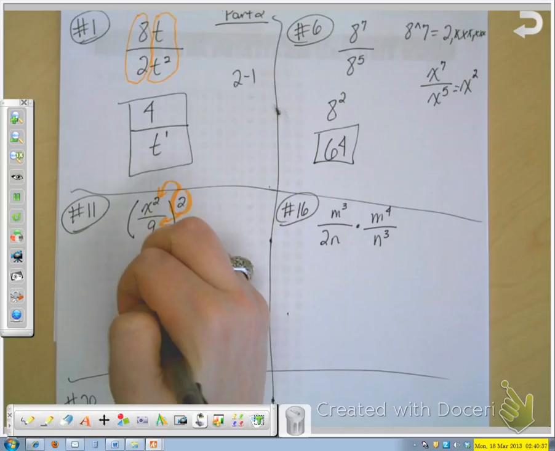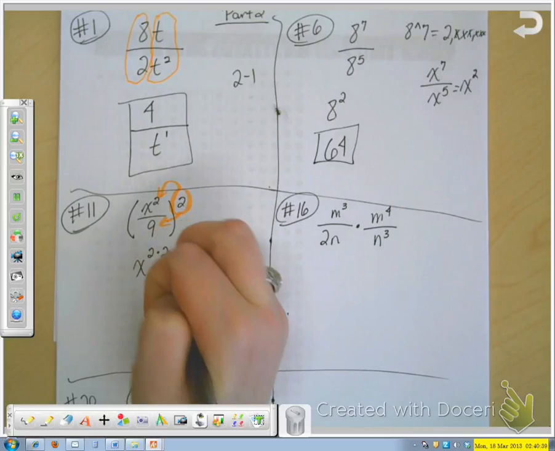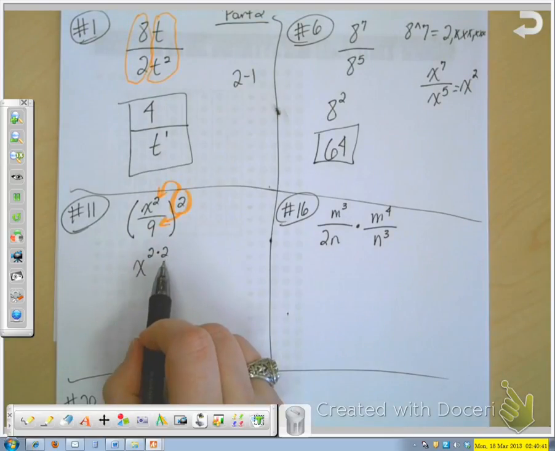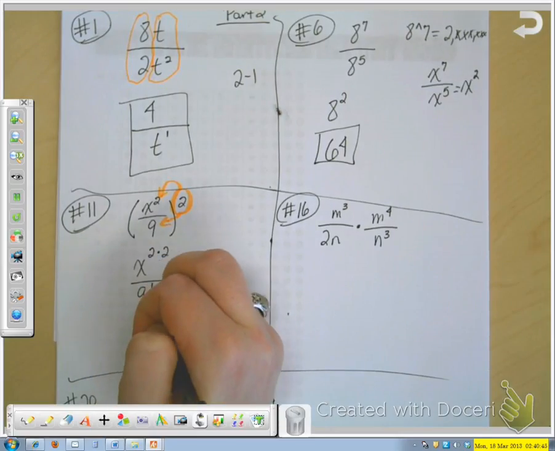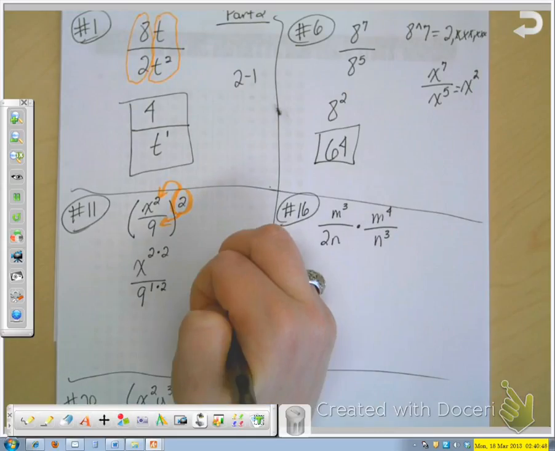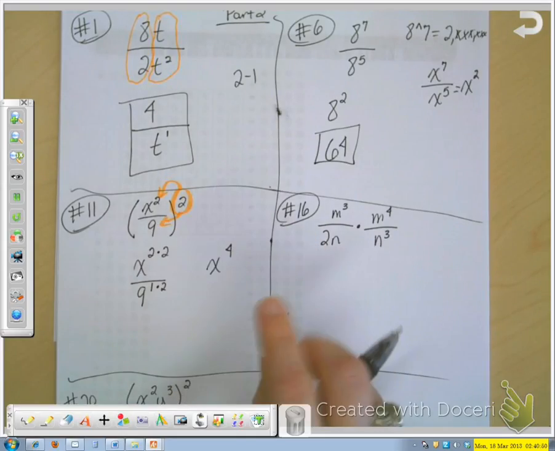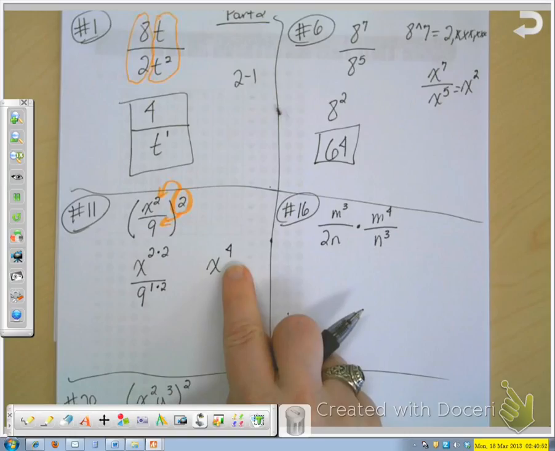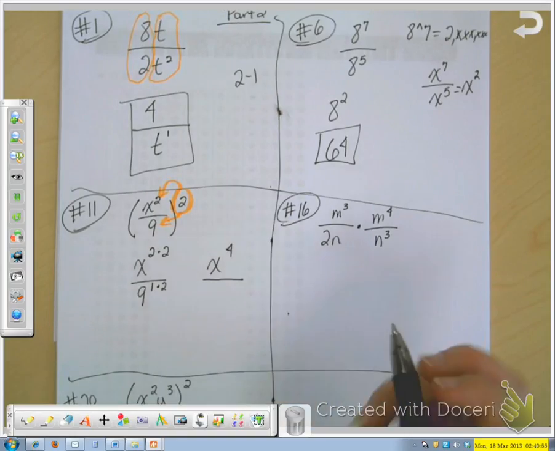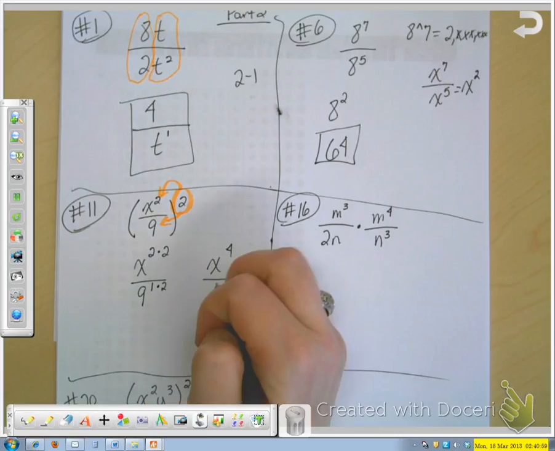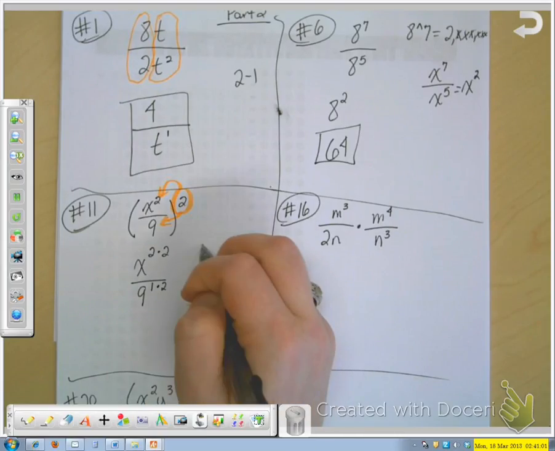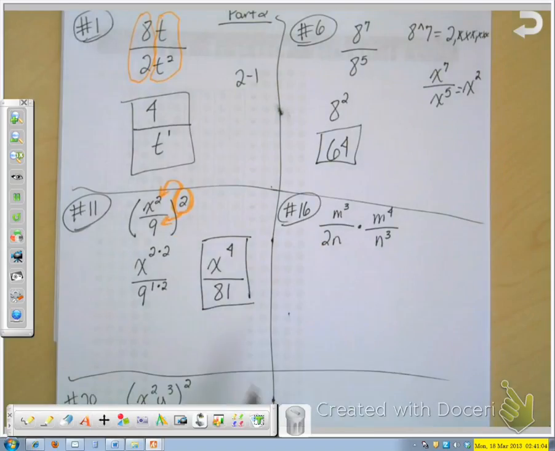So I'm going to have x squared, and then I got to multiply that exponent by 2. And then the 9 is to the first power, and we're going to multiply that exponent by 2. Well, the top's really easy because 2 times 2 is 4, so that's just x to the 4th. And now let's look at the bottom. 1 times 2 is 2, so 9 squared is, you got it, 81. So my answer becomes x to the 4th divided by 81.